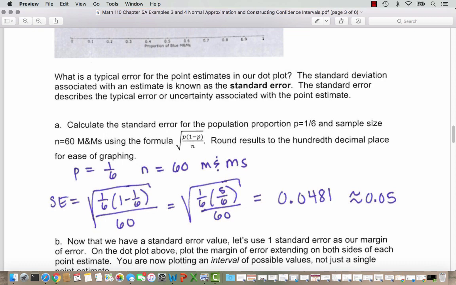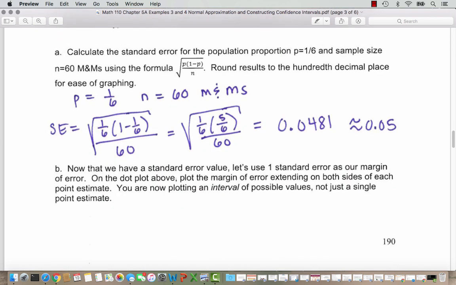So the 1 out of 6 represents the proportion of M&Ms we expect to be blue. The 5 out of 6 represents the proportion of M&Ms we expect to be not blue, to be some other color. And then we're going to divide that all by 60. So you can work through this on a calculator. Don't forget to square root at the end. And so when I did my calculation, I got 0.0481. Rounded to the 100th decimal place, that is 0.05.